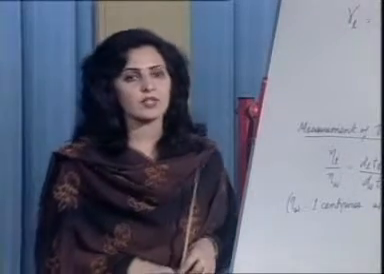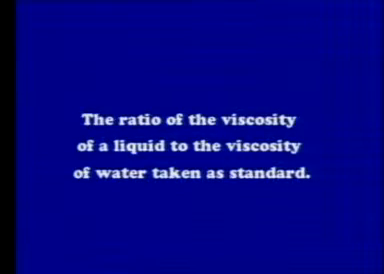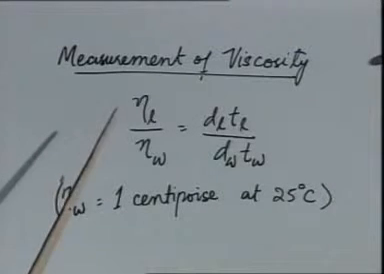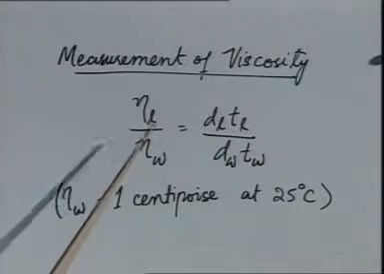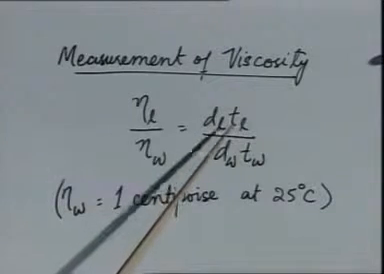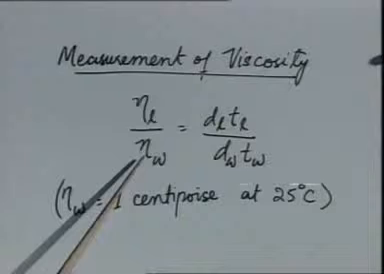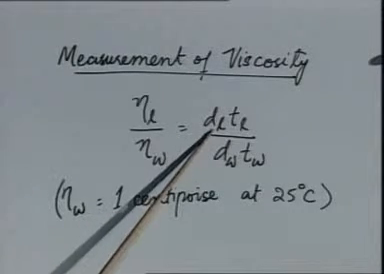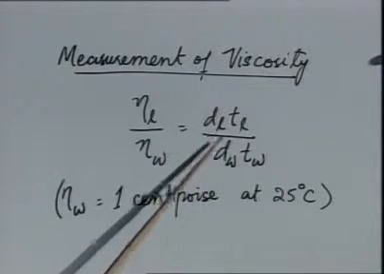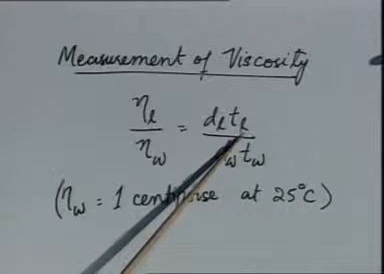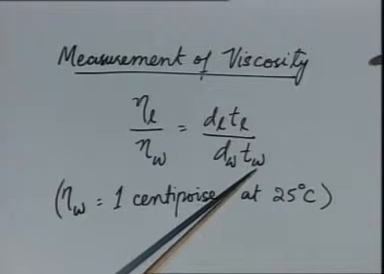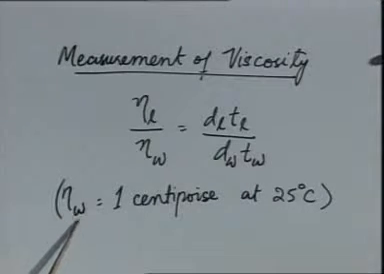In the lab, we can measure viscosity of different liquids relative to water. The relative viscosity of a liquid is defined as the ratio of the viscosity of liquid to the viscosity of water taken as standard. Here we have a formula: eta L over eta W is equal to dL TL divided by dW TW, where eta L stands for the viscosity of the liquid, eta W stands for the viscosity of water, dL and dW are densities of liquid and water respectively, and TL is the time noted for the liquid and TW is the time noted for water. The viscosity of water is taken as standard, which is 1 centipoise at 25 degree centigrade.